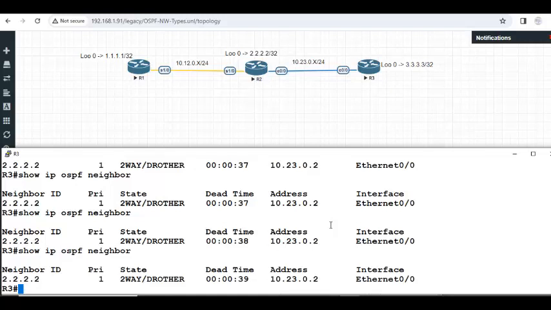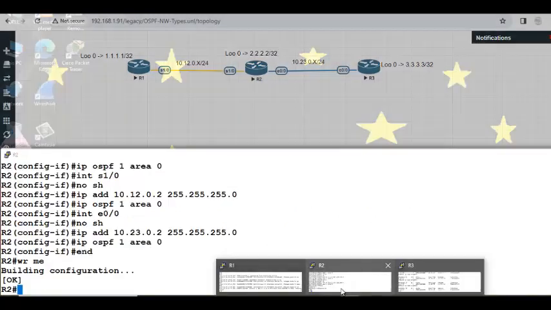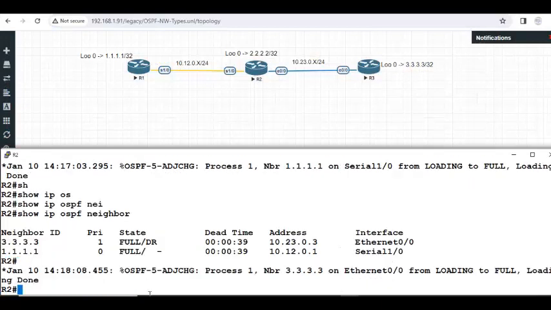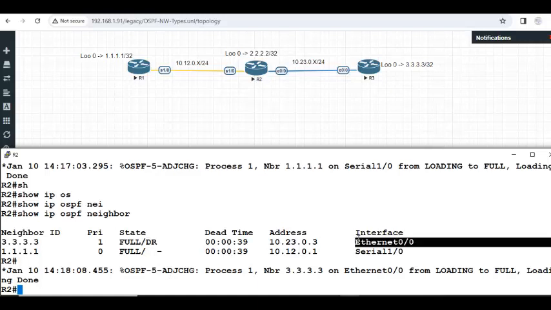Let's go meanwhile to router 2 and check. Show IP OSPF neighbor. You can see here, on the Ethernet wire, you see a DR. Who is the DR? Router 3 is the DR because when you compare the router ID of router 2 and router 3, whose router ID is bigger? 3.3.3.3 is bigger, isn't it? That's why this is DR.